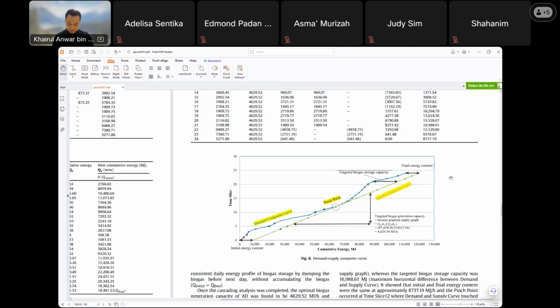Pinch point occurs at time slot. So where the demand and supply curves touch each other. This is the supply composite. This is the demand composite. This implied that the energy was zero, and the combination obtained from the electrical system with the numerical approach, to illustrate the electrical division of energy in the storage.